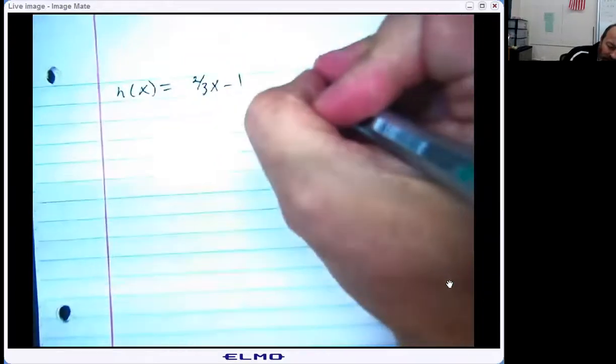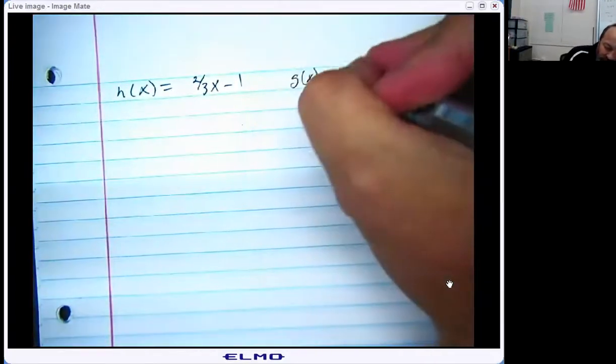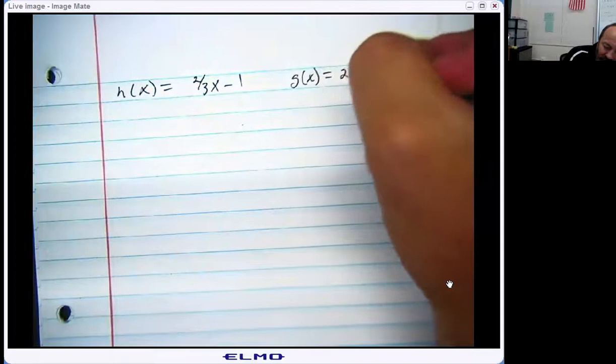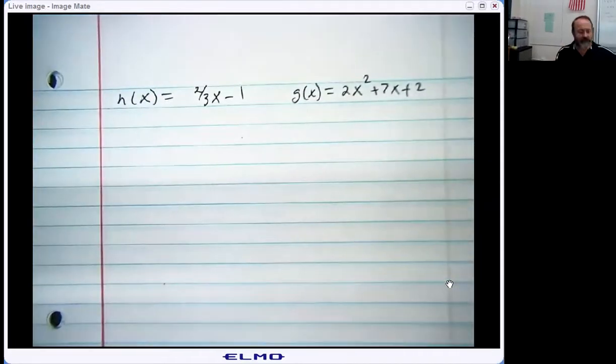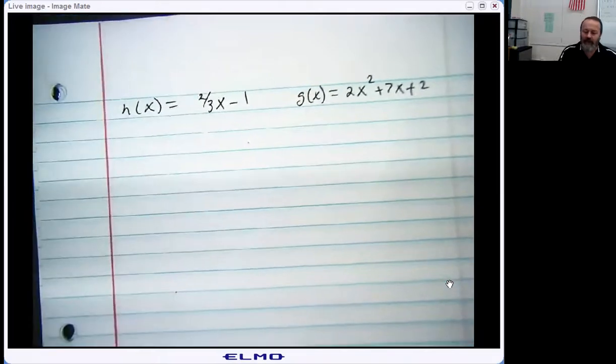So what we're going to do is just take a couple of looks at a couple of polynomials. So imagine we had these three polynomials right here. H of x is just something like 2/3 x minus 1. G of x was 2x squared plus 7x plus 2. And actually, you know what? I think that's probably sufficient for now. We'll just take a look at those two.